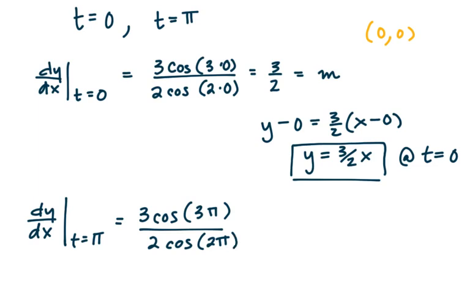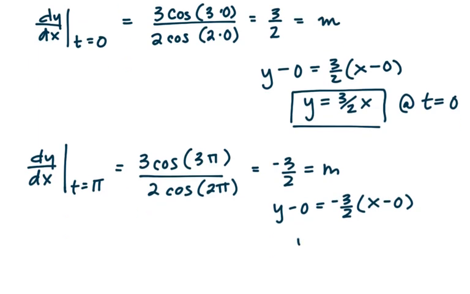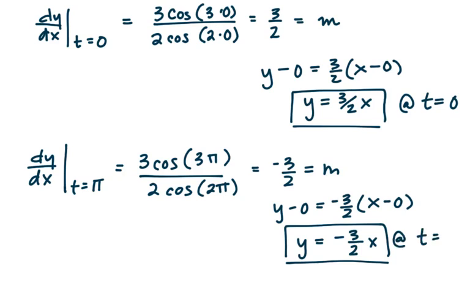And cosine of 3 pi is equal to -1. So we end up with -3 halves for my m value. The same situation here, we would use that point in our point slope equation, but with -3 halves. And we would solve and determine that the equation of the tangent line at the origin would also be y equals -3 halves x. So that is when t is equal to pi.